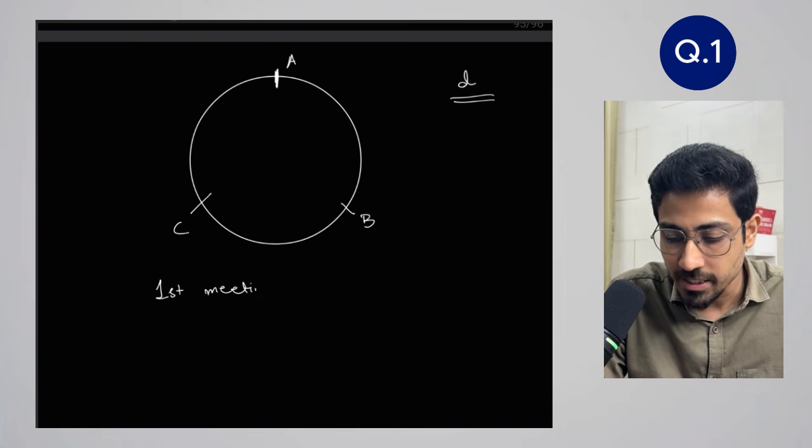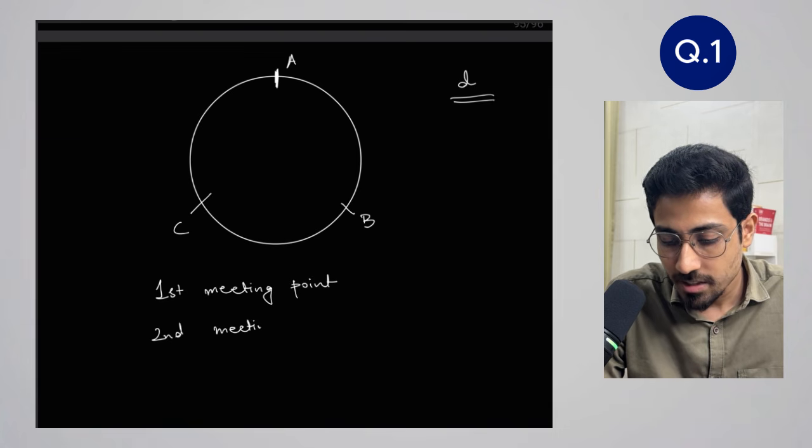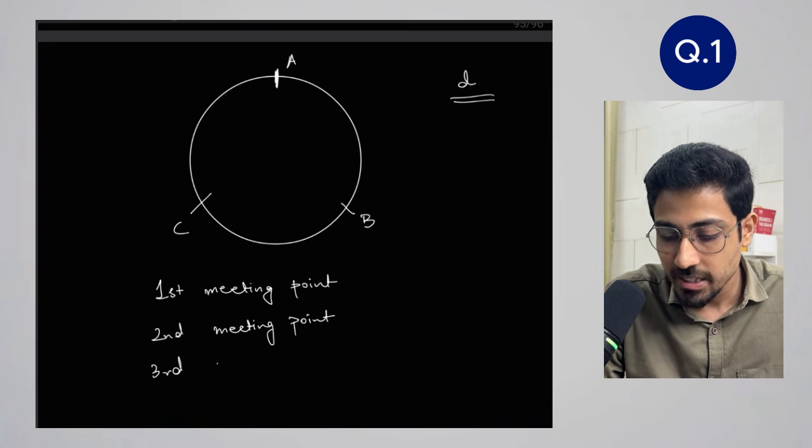Okay, what is their first meeting point, whether it is A, B, C? What is their second meeting point? And what is their third meeting point? Okay, so they meet at 3 points in the circle. So what is the first point where they meet? And which is the third point will they meet?